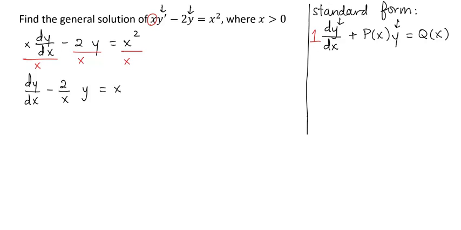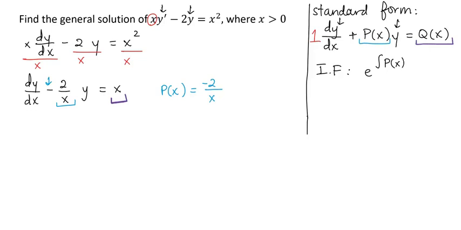So now I can see that my p of x is negative 2 over x and that my q of x is x. It is important that you take the sign of p of x with you. You take that minus sign with you there. Now that we have identified what p of x is, we can go on to find our integrating factor, which is generally speaking e to the integral of p of x dx. So our integrating factor is going to be e to the integral of negative 2 divided by x dx.